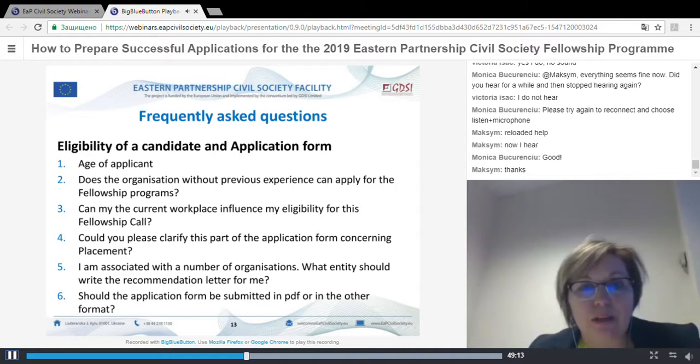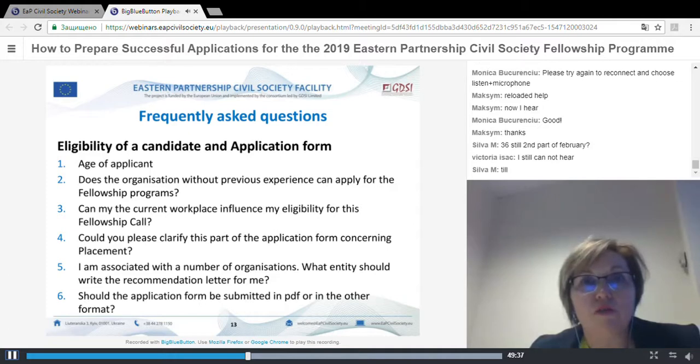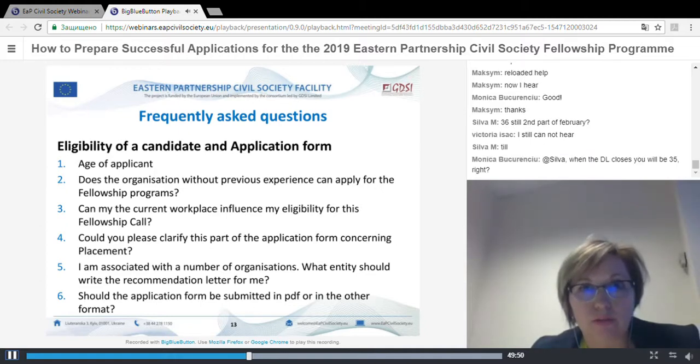Can an organization without any previous experience apply for the fellowship programs? Well, first of all, I would like to point out that this fellowship is for individuals. It's not for organizations. We will consider applications only from individuals, and individuals will receive contracts. Individuals will receive the fellowship money to an individual account, not to an organizational account. So I want to make clear, it's not for organizations, this is for individuals.